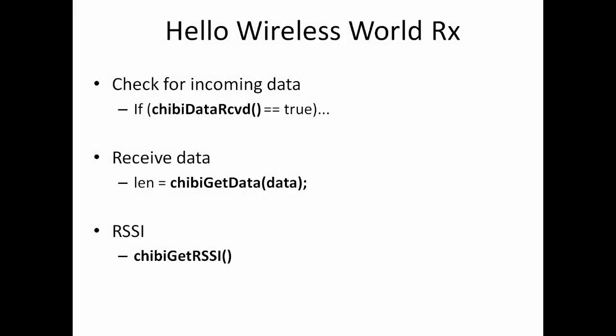Now we're going to move on to the receive side of the code. We have to do a few more steps than the transmit side, but it's not too bad. Again, we have to bring in the chibiArduino library using #include chibi.h, and then after that, we want to first test if we receive data, and we use the chibiDataRcvd function to do that, and that will return true if data has come in. If data has come in, then we use chibiGetData to retrieve the data, and that function will return the length, or the amount of bytes in our byte array that's actual data. And then we're also going to use the chibiGetRSSI function, and RSSI is the received signal strength indicator. That's the signal strength of the packet that came in, and that will tell us how strong our wireless signal is.